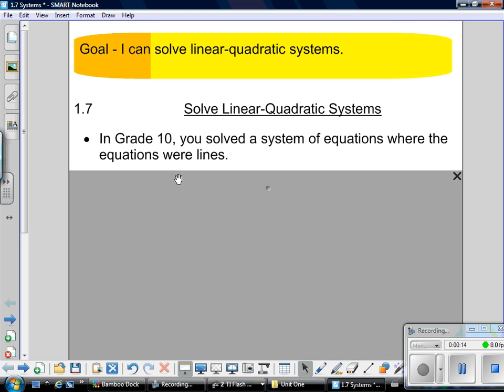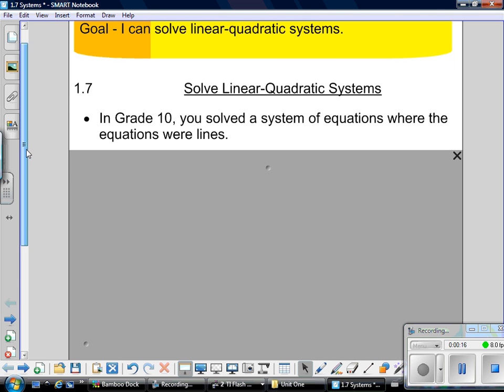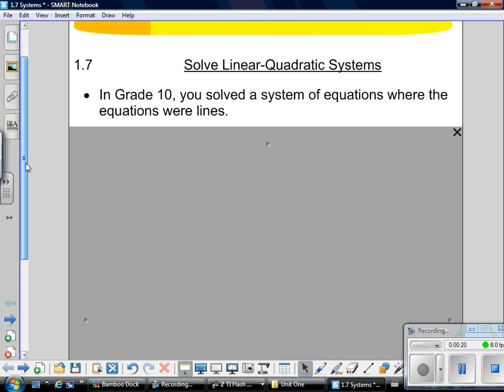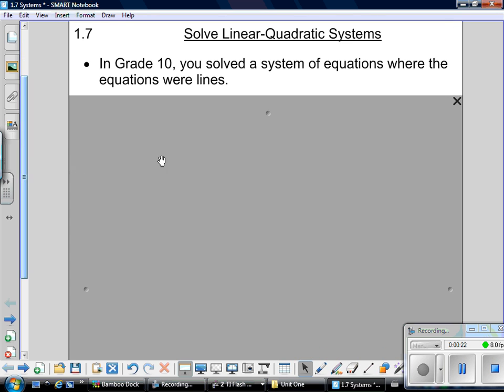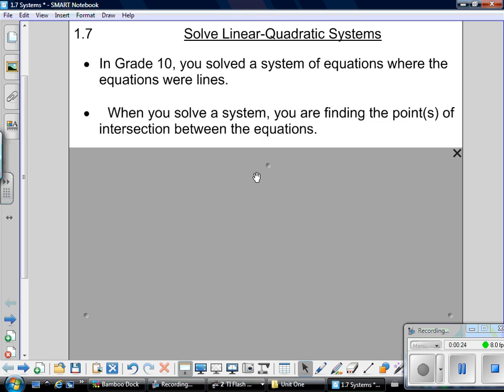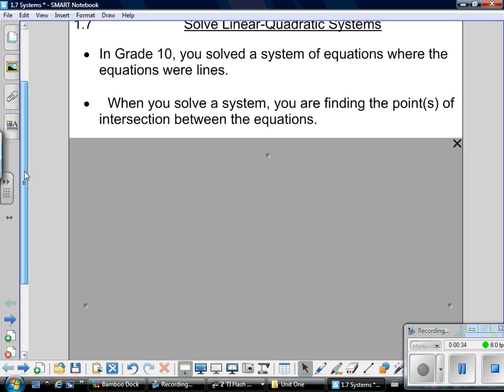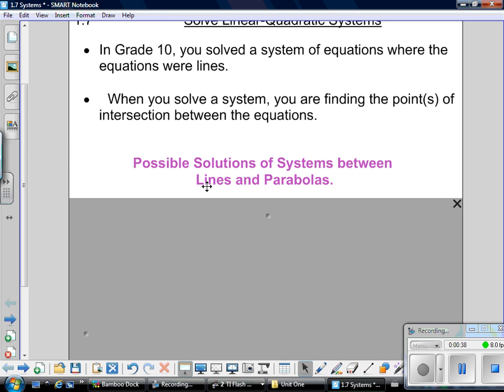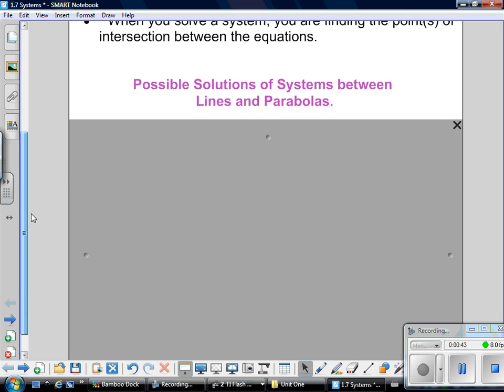Now, in grade 10, you solved a system of equations where both equations were lines. And we did this in the prerequisite skills, and you actually practiced that. Also in grade 10, when you solved a system, you were actually finding the point or points of intersection between the equations. Now, because we are doing systems between lines and parabolas, not just lines with lines, you end up with some different possibilities.